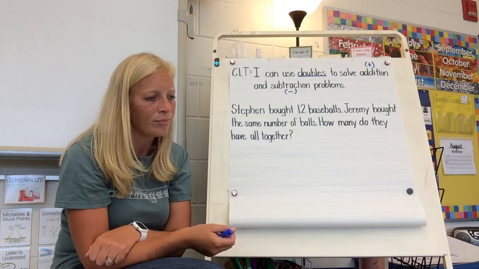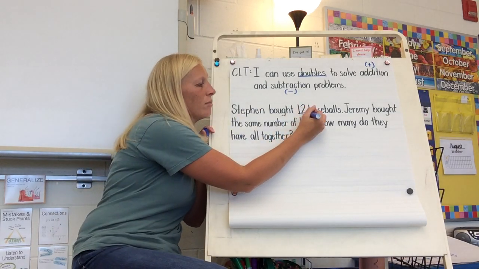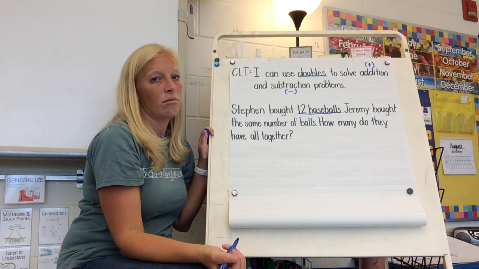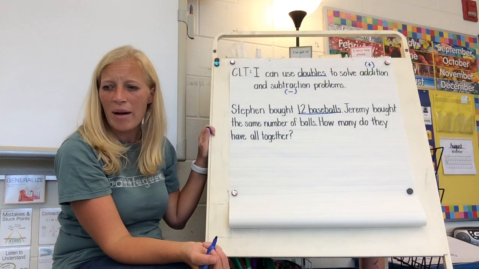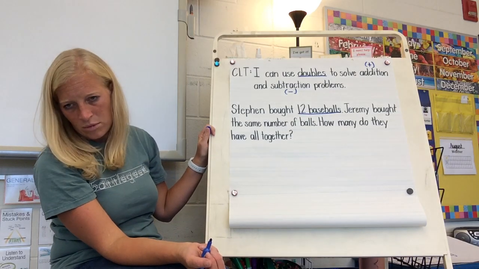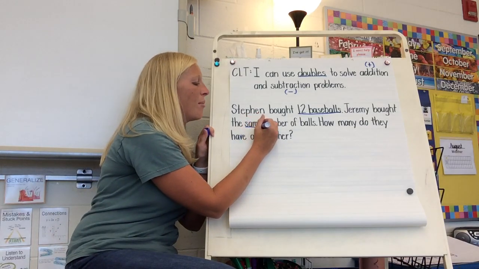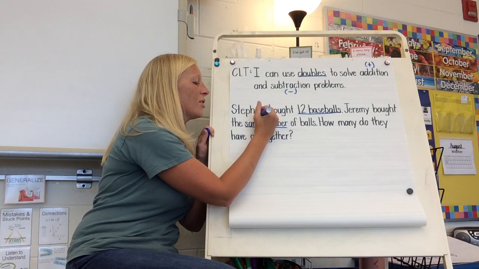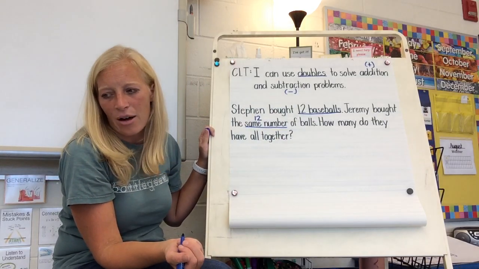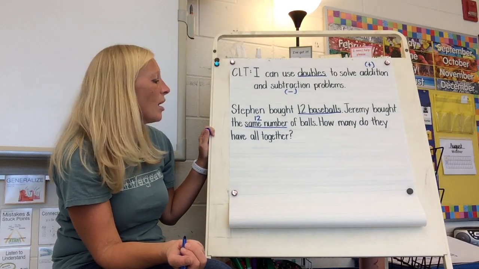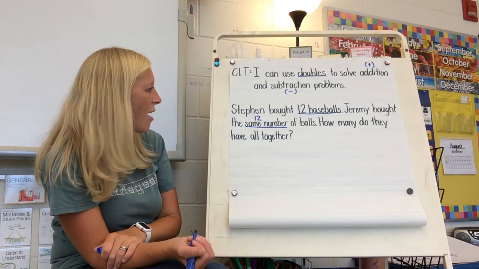What do we know? Stephen bought 12 baseballs. Jeremy bought some baseballs. How many baseballs did Jeremy buy? How do you know he bought 12? The same number as Stephen, so he bought 12 as well. And what are we trying to find out? How many do they have all together? How many baseballs do they have?